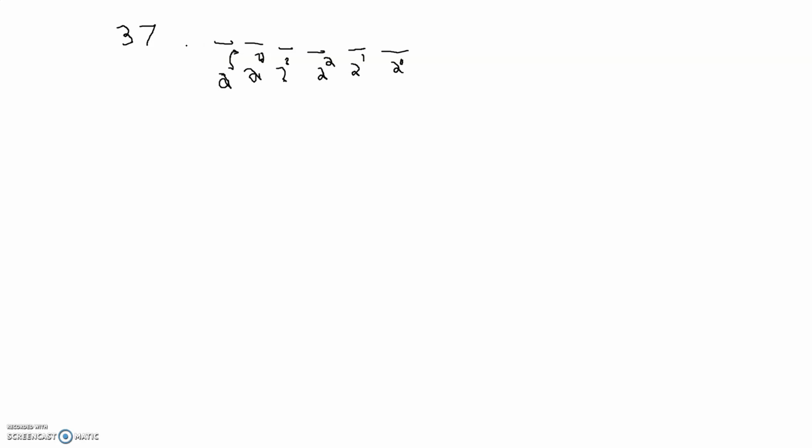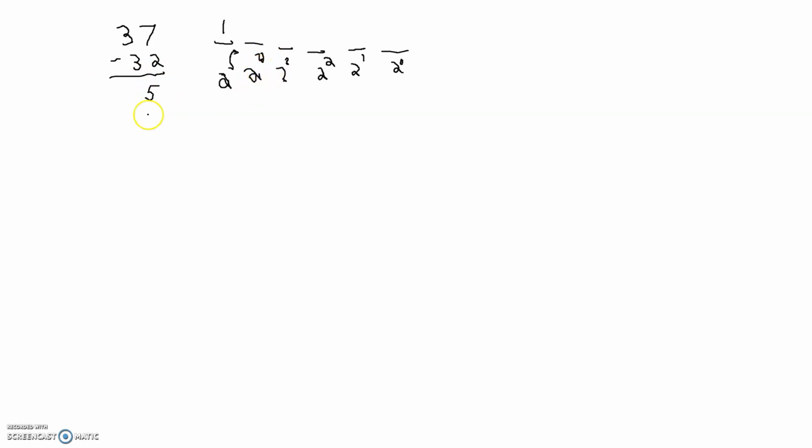And so 64 is not less than or equal to 37, but the 32 is. So we found the largest power of 2 that's less than or equal to this. We put a 1 in its place. So now we have a 1 in the 2 to the 5 place. Since we have a 1 in the 32 place, we'll subtract 32, and we end up with 5.